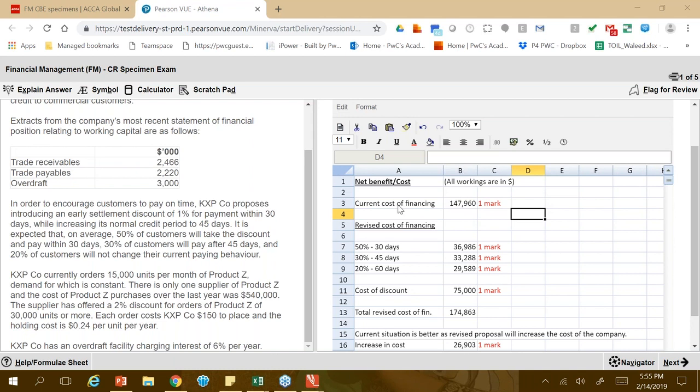The cost of discount is this: 15 million sales, 50% of customers take the discount, and the discount rate is 1%. So the cost of discount is $75,000.